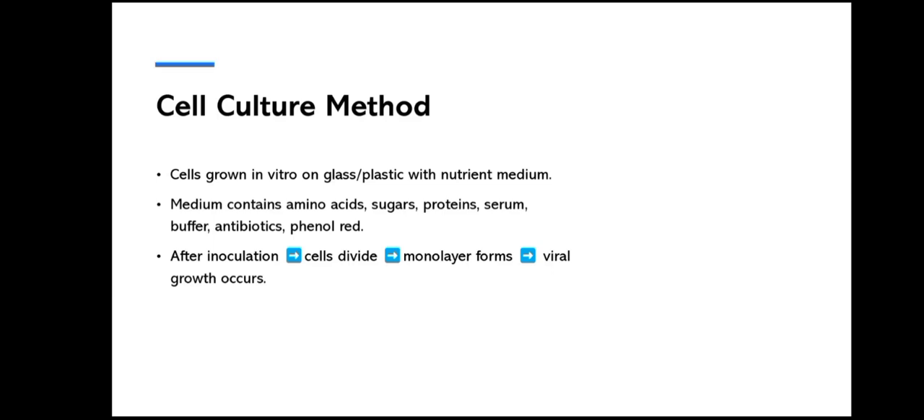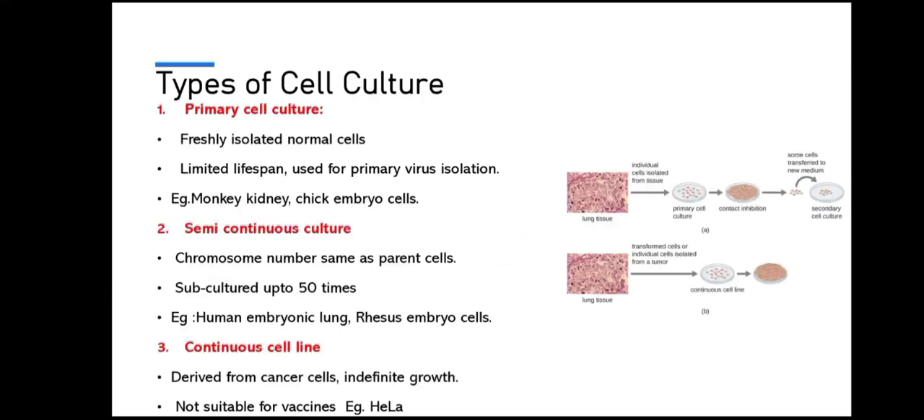The first type is primary cell culture. These are normal cells freshly taken from an animal, and they are able to grow only for a limited time and cannot be maintained in serial culture. Thus they can only be used for the primary isolation of viruses and for vaccine production. Examples are monkey kidney cell culture and chick embryo cell culture.